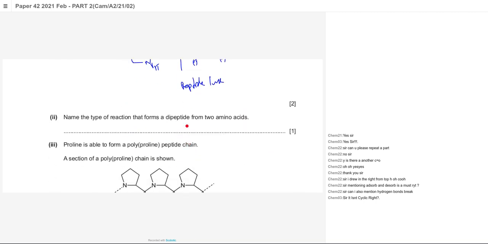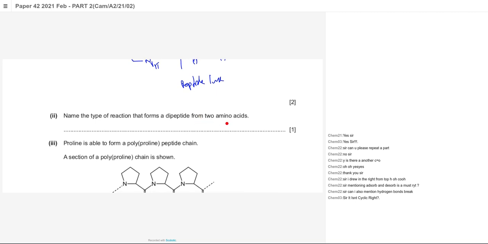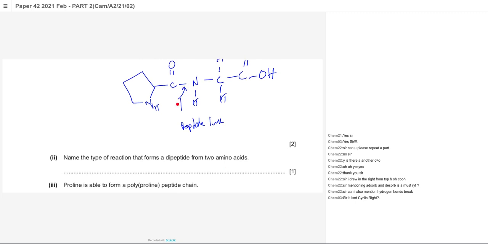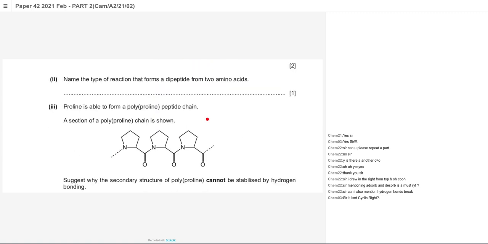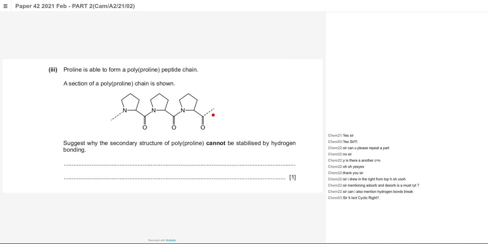Name the type of reaction that forms a dipeptide from two amino acids. This is a condensation reaction. You're also allowed to say addition, elimination, because this is addition followed by elimination, which is in short referred to as condensation reaction. So you're allowed to say condensation or addition, elimination reaction. Not just elimination, not just addition, that's wrong. You can say either condensation, or addition followed by elimination, or simply addition, elimination.